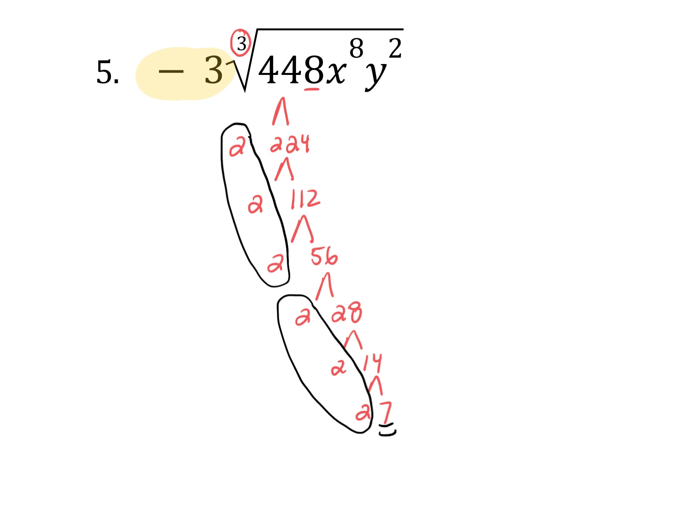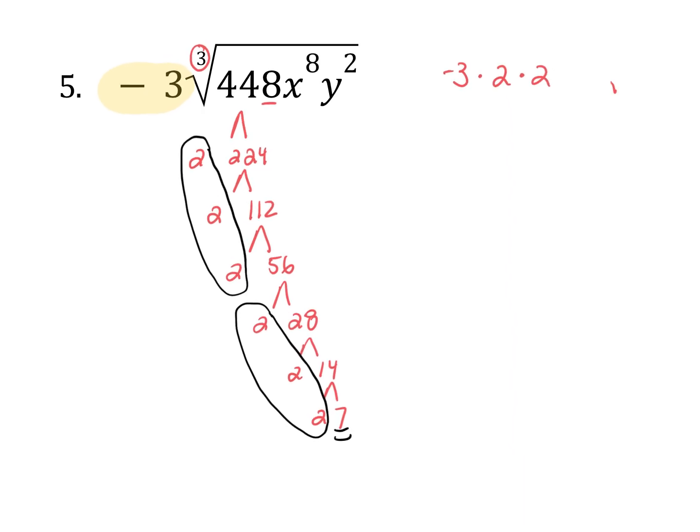Okay, now when I'm looking at my X's, so let's do this first. I have a -3 times one group of 2 times another group of 2s. I'm going to leave a little bit of extra room for my X and Y's in case I have those. And I have a 7 left over on the inside. And I'm going to remember this little guy.